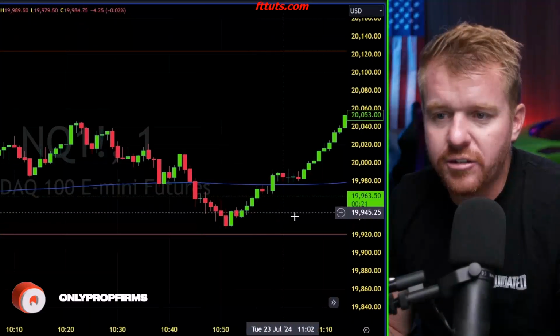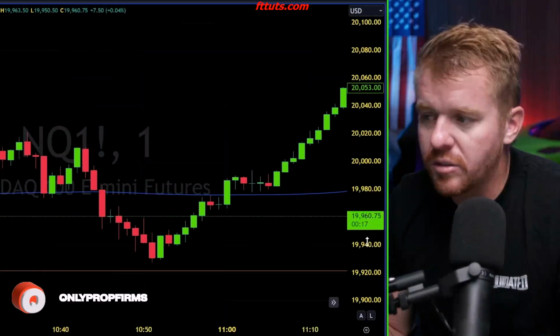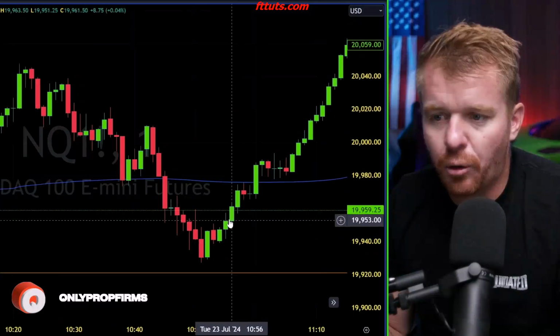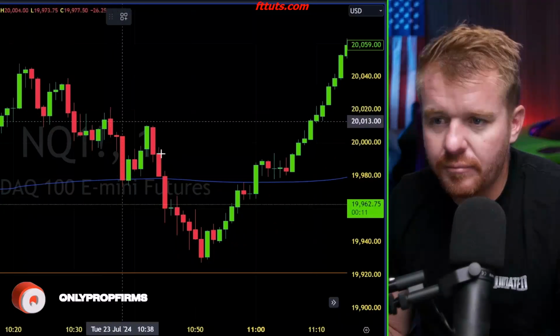If you go over here and you start to look for what is a bull flag, for example. What's a bull flag? Well, your bull flag is going to basically be momentum again.